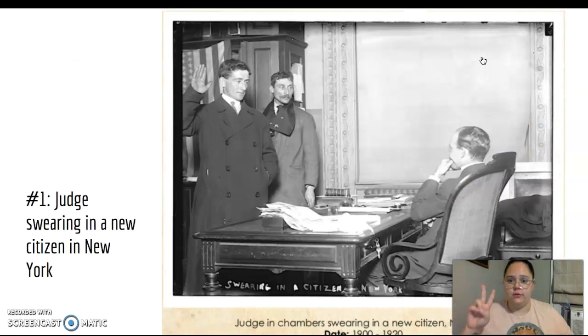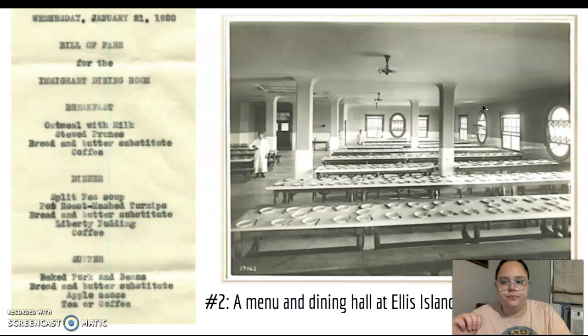So we've got, again, two sets of pictures today. This first one is a judge right here sitting down, and he is swearing in a new citizen in New York. So in order to become a citizen, they had to get sworn in by a judge. So go again, observe. What do you see? What can you learn? And then what questions are you wondering about?